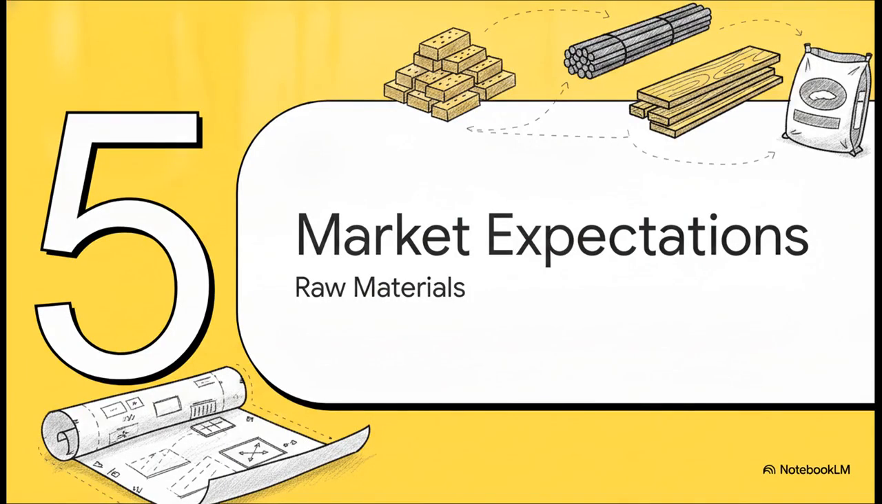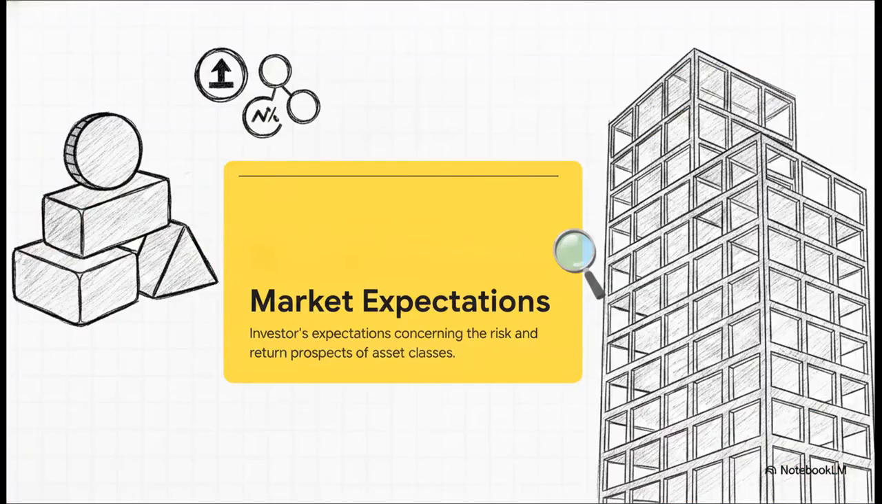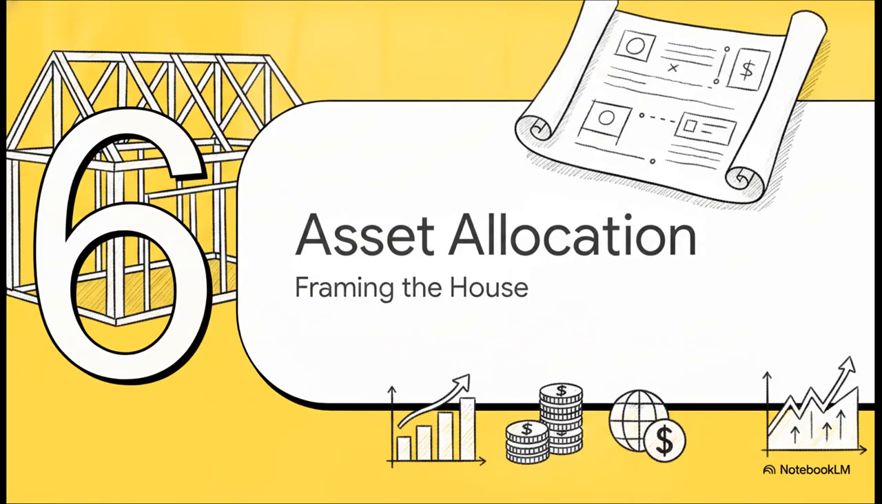Part 5. Capital Market Expectations. Okay, so with the blueprint drafted, we need our raw materials, and that brings us to capital market expectations. Simply put, these are the projected risk and return prospects of various asset classes, things like stocks, bonds, or real estate. We quantify these materials by looking at their expected returns, their volatility, and how they actually move in relation to one another. It's really about knowing exactly how strong the steel is before you go and use it to frame the building.